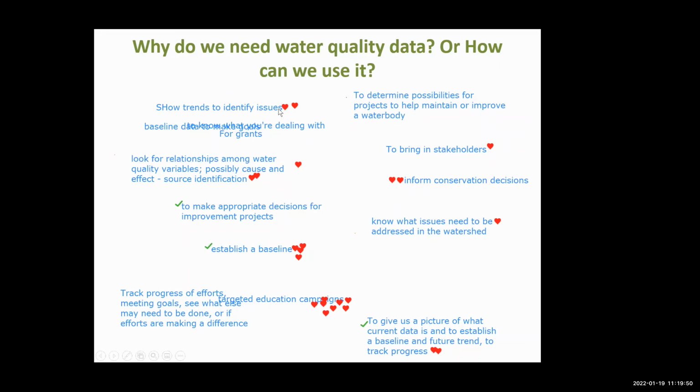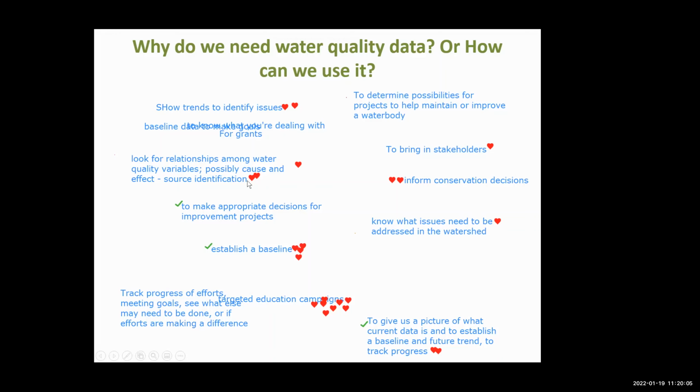Sorry. At the top, we've got showing trends. That's one certainly that I think of right away. Looking for relationships among water quality variables. That's really interesting. And looking at cause and effect and source identification. This is a bunch of really great answers.